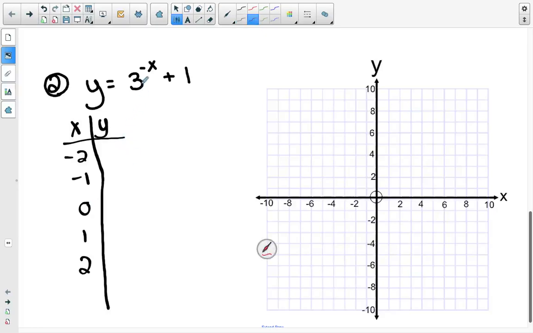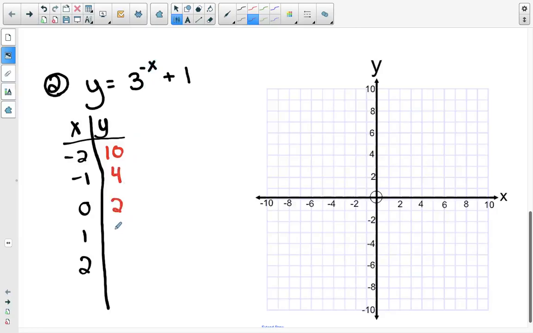All right, here comes my solution. So if I put -2 in here, the negatives cancel out. I get 3 to the second. Well, 3 to the second is 9, plus 1 is 10. If I put -1 in there, the negatives cancel, and I get 3 plus 1 is 4. Okay. If I put 0 in there, 3 to the 0 is 1. 1 plus 1 is 2.